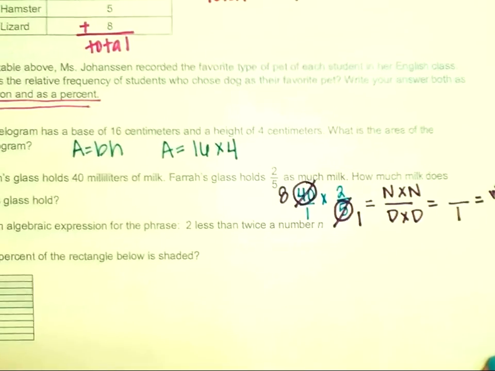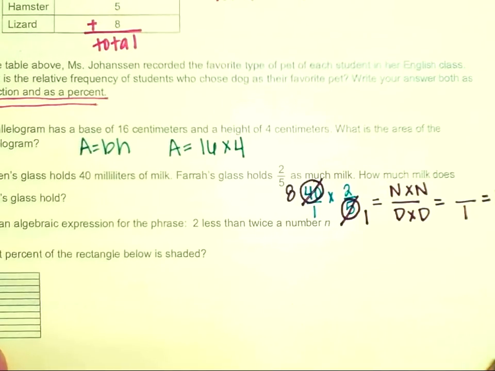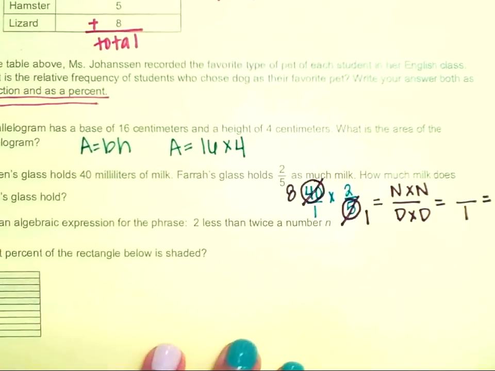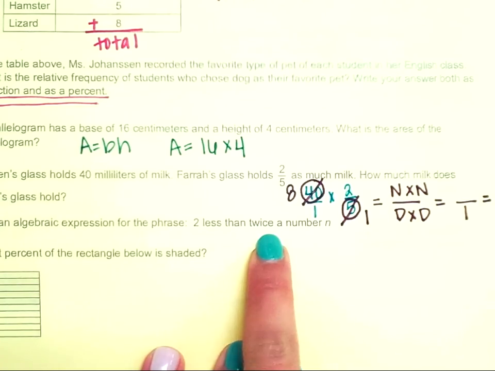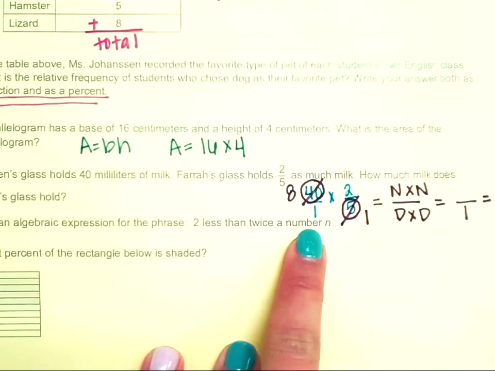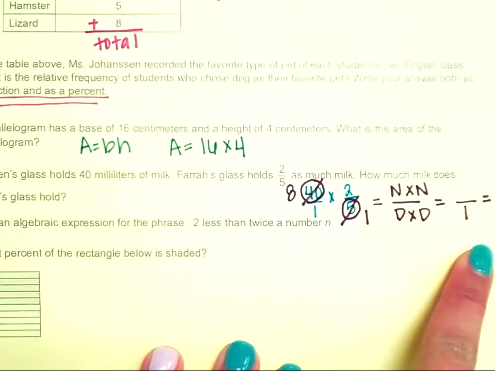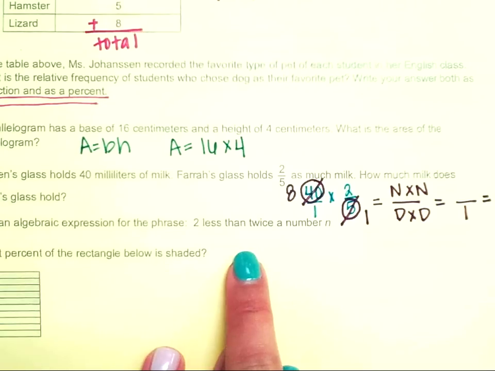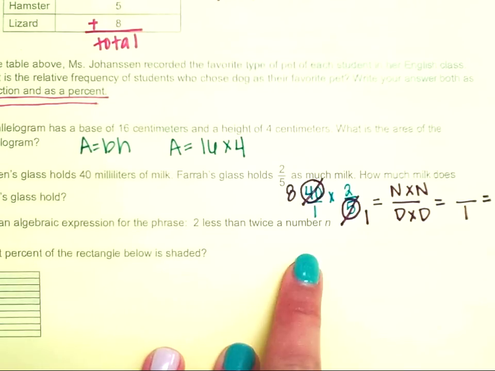Number 9. Write an algebraic expression for the phrase 2 less than twice a number n. It's 2 less than twice a number. So you need to put your twice a number first, minus 2. So how would you write twice a number minus 2?